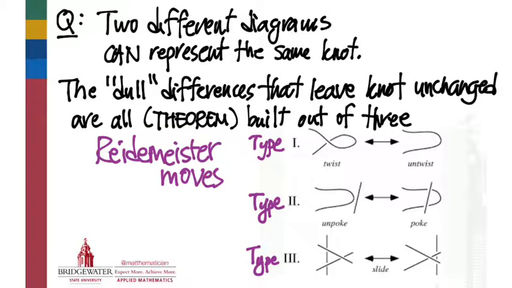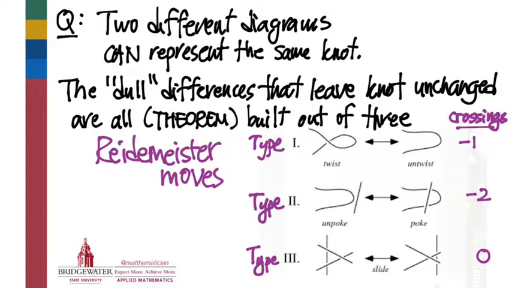Right? The twist was this one that had the power to reduce the number of crossings by 1, right? The poke, or the unpoke, I suppose, reduced our number of crossings by 2. And the slide actually doesn't do anything to the number of crossings, right? And the surprise in the theorem is that these 3 describe everything that we could possibly do to a knot diagram to leave the knot the same.